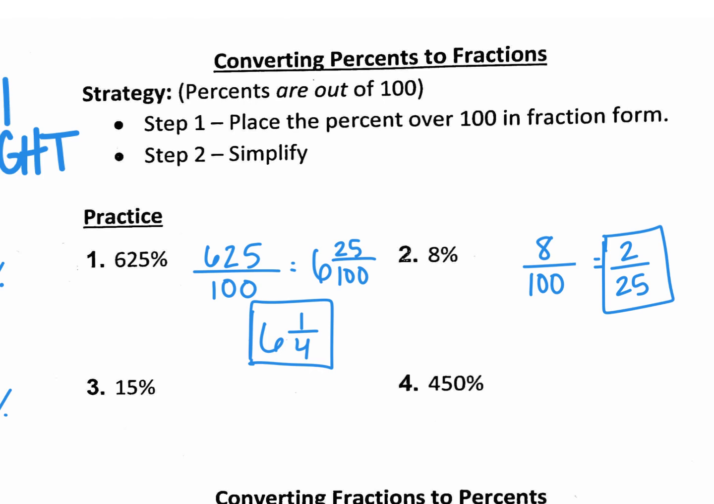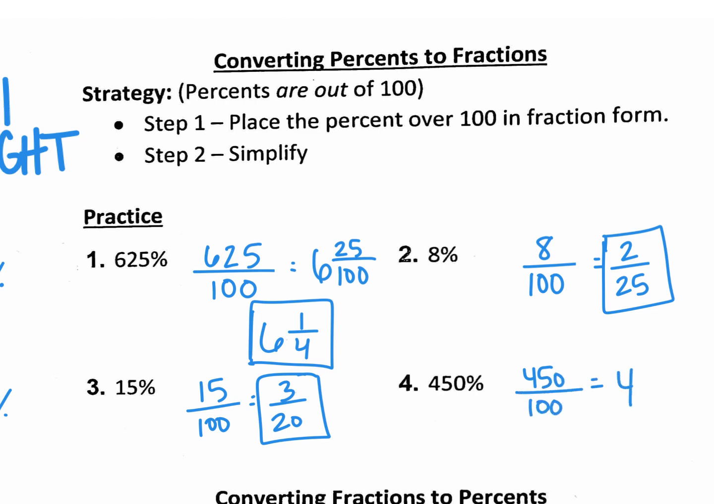Number 3, percents are always out of what? 100. Percents are always out of what? 100. So how do I write it? 15 over 100. Exactly, and then simplify. 1, 2, 3. Easiest one. And then the last one, percents are always out of 100, so I write 450 over 100, and I fix it, and it should be 4 1/2.